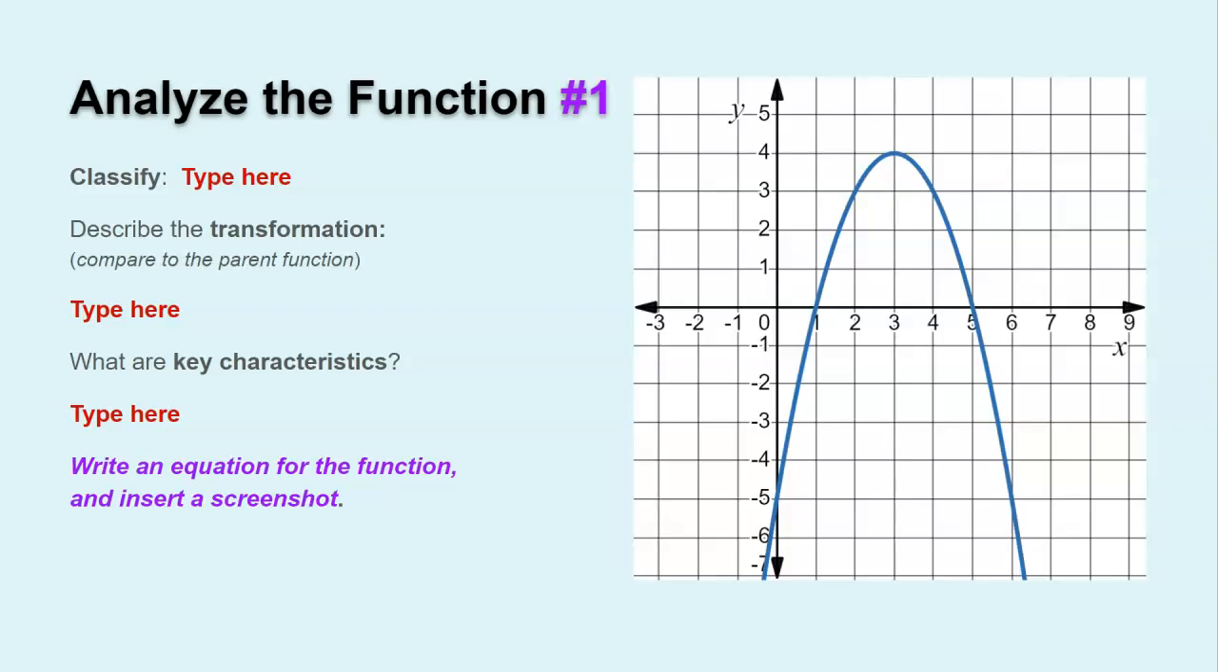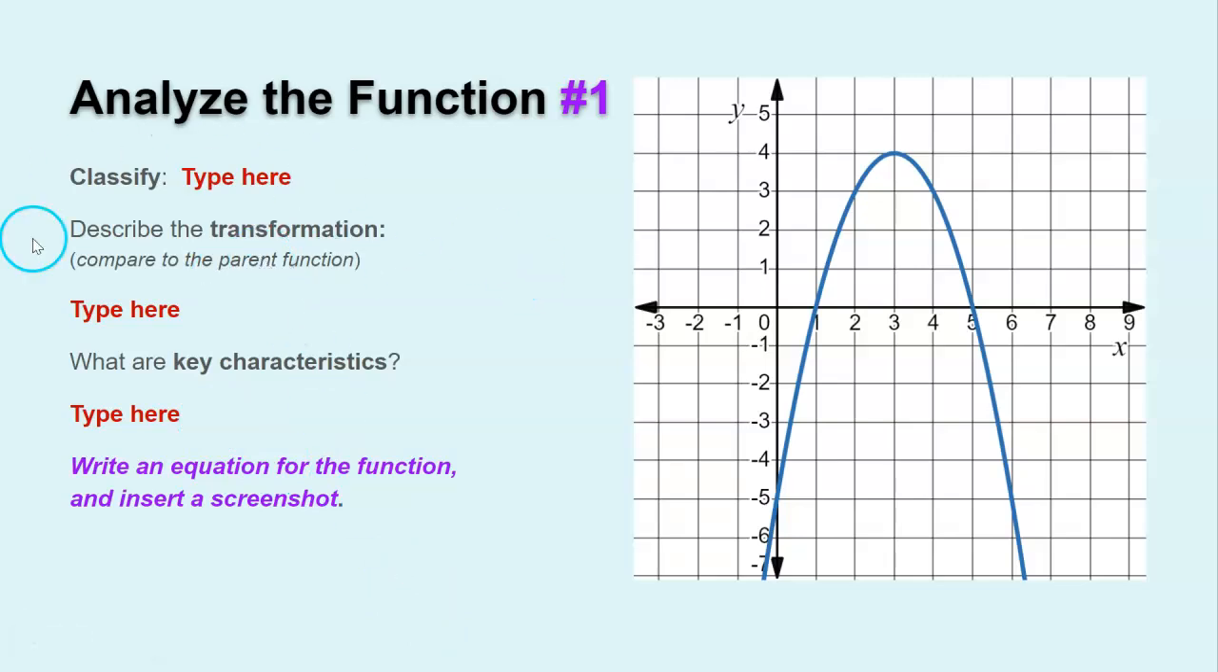The last part of the activity, they're going to analyze functions, and there's going to be 4 different parent functions to analyze. Each one is a transformation of the parent. So the first thing they'll do is classify the function, then describe for me how this function is transformed from the parent. They will list out some key characteristics, and then they will write an equation and insert a screenshot of their equation for this function.